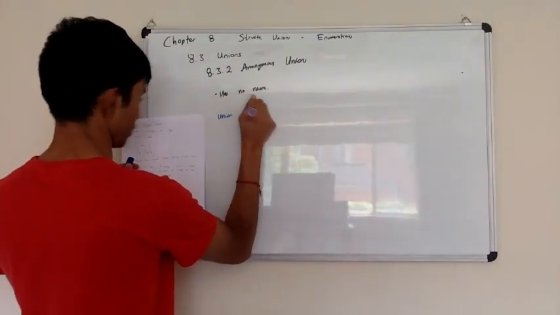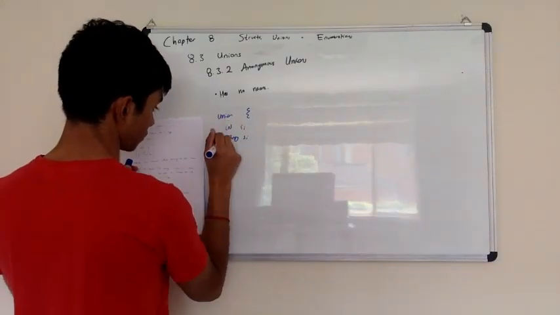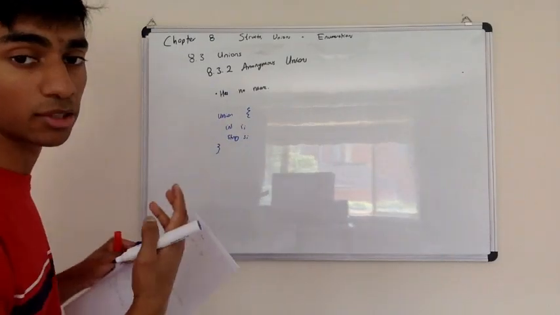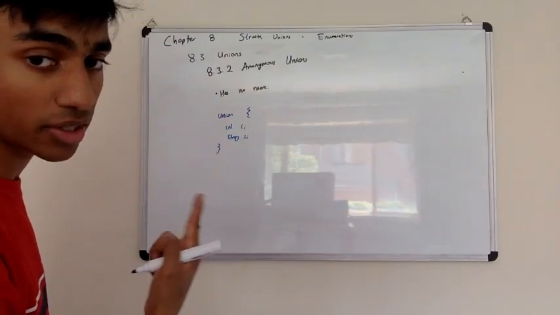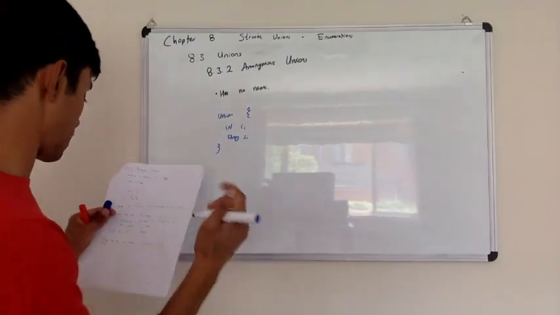Union, and then int i and string s. And so the same kind of rule applies: either the i is going to be defined or the s is going to be defined, either the integer or the string, but at no point are both going to be defined.